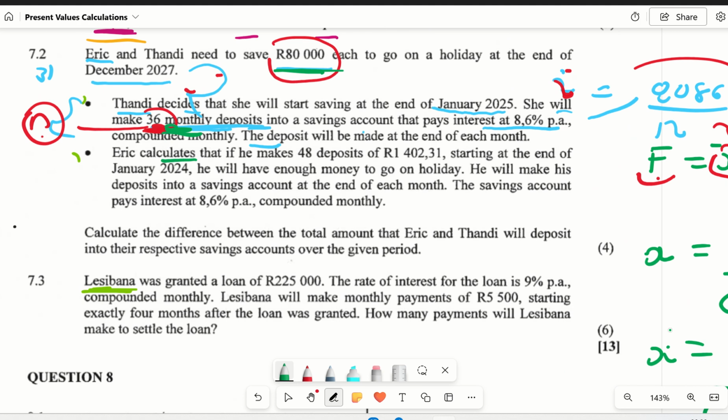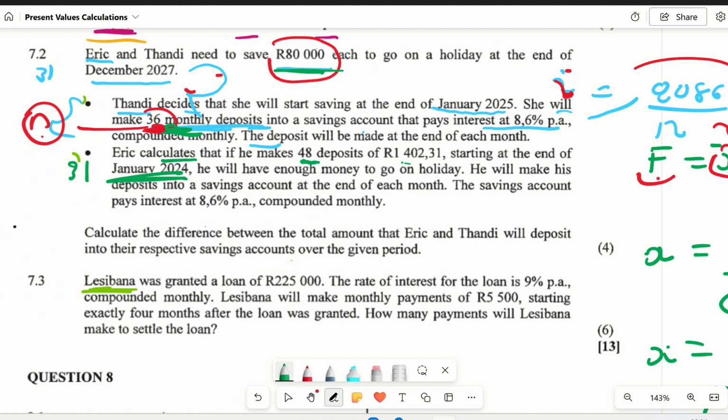Eric calculates that if he makes 48 deposits of 1,402.31, starting at the end of January 2024, he will have enough money to go on holiday. So according to Eric's calculations, if he makes monthly deposits of 1,402.31 starting at the end of January, 31 January 2024, he will have enough money to go on holiday. He'll make his deposit into a savings account at the end of each month.